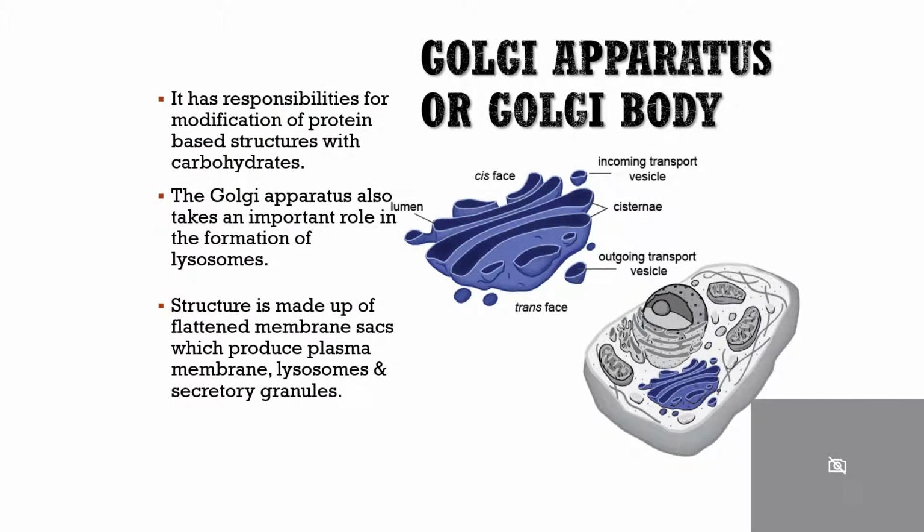Golgi apparatus or Golgi body. It has responsibilities for modification of protein-based structures with carbohydrates. It also plays an important role in the formation of lysosomes, and its structure is made up of flattened membrane sacs which produce plasma membrane, lysosomes, and secretory granules.